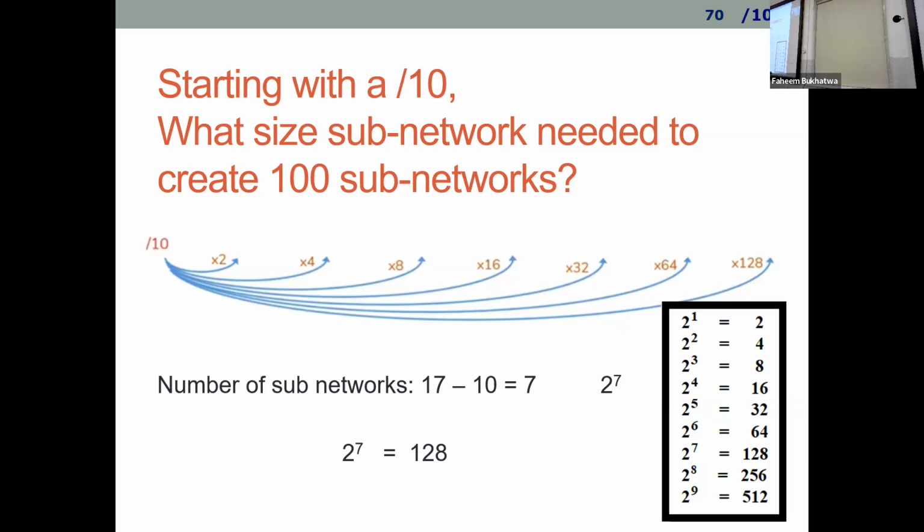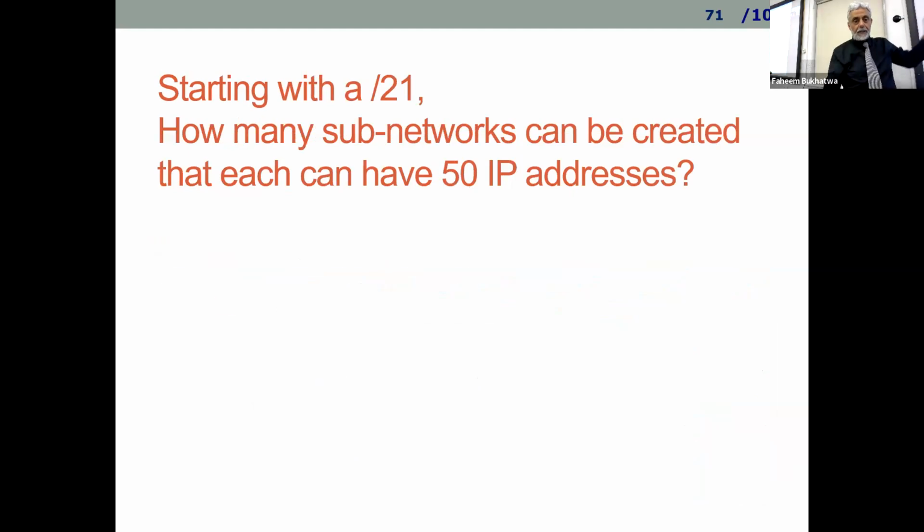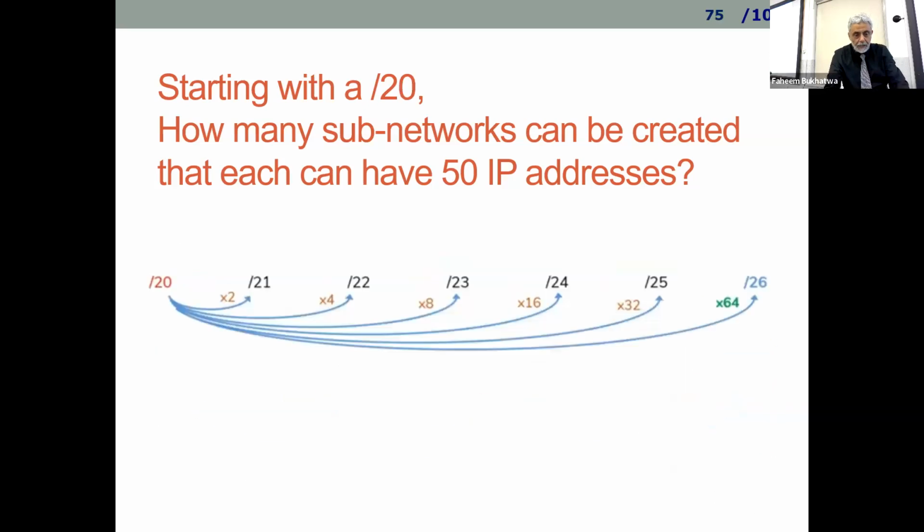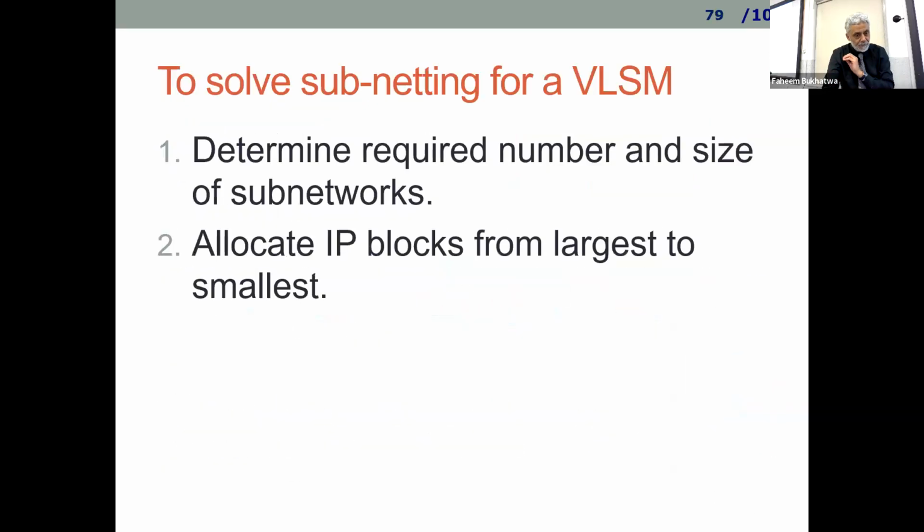You just keep doubling. But if this one is maybe /5 and I want /28, it's too much to go from 5 to 28, doubling each time. It's 28 minus 5, 23, 2 to the power of 23, and you can't calculate it. But let's keep it simple with smaller divisions. Now remember the cheat sheet.